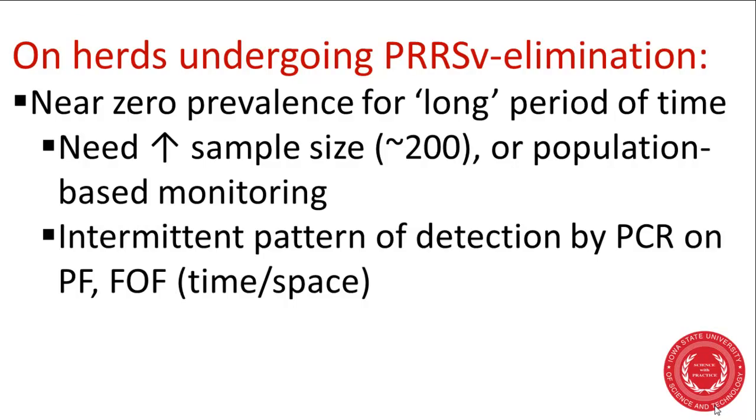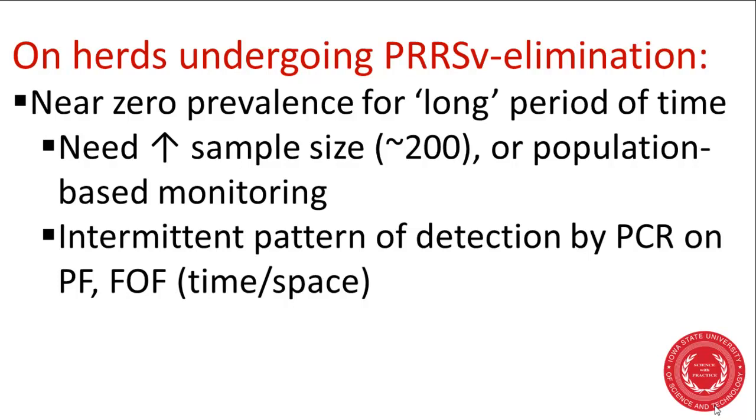Last couple slides on herds undergoing elimination. There's near zero prevalence for a long period of time. So you need an aggressive sample size to detect that, or a population-based monitoring, processing fluid and family oral fluid. That's what we're talking about. And there's an intermittent pattern of PCR detection on those samples by time and room or space. So you really need to sample over time.